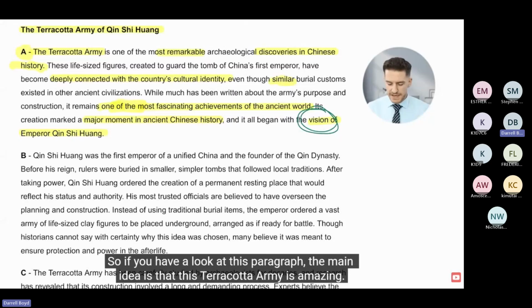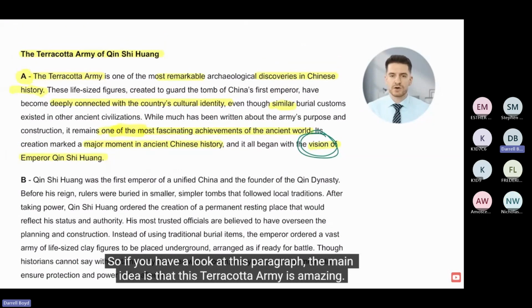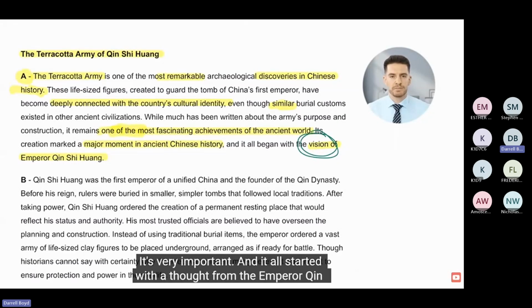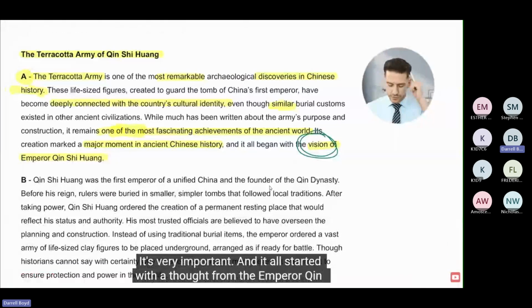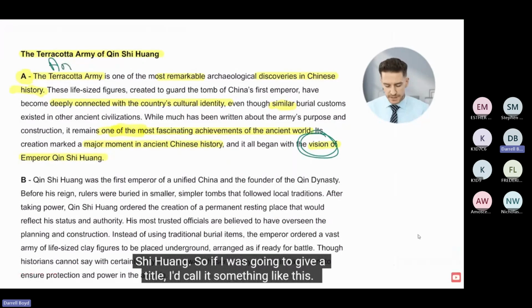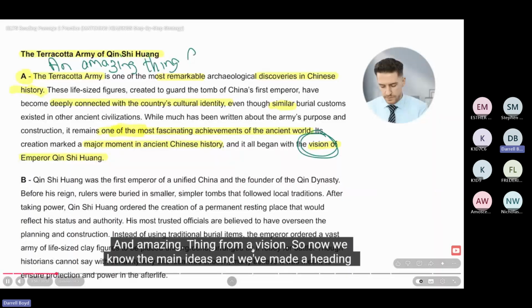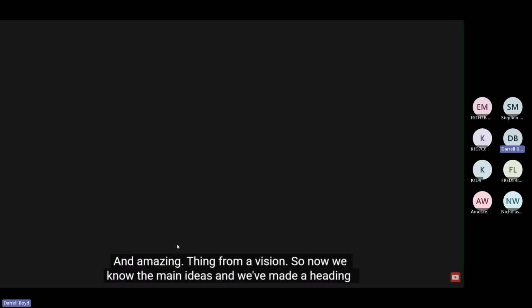So this bit here, it looks quite small, but it could be important. So if you have a look at this paragraph, the main idea is that this Terracotta Army is amazing. It's very important. And it all started with a thought from the Emperor Qin Shi Huang. So if I was going to give a title, I'd call it something like this: An amazing thing from a vision.